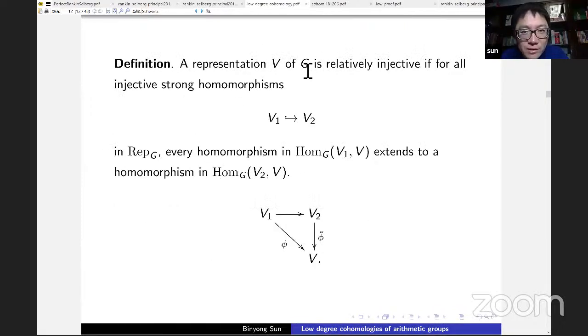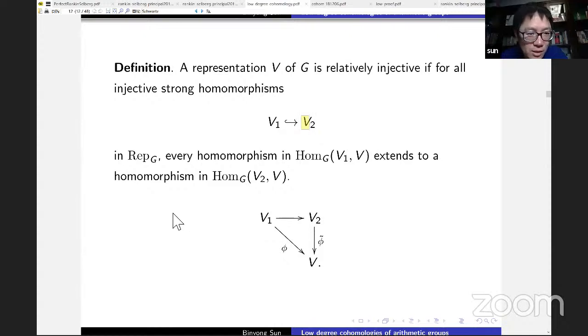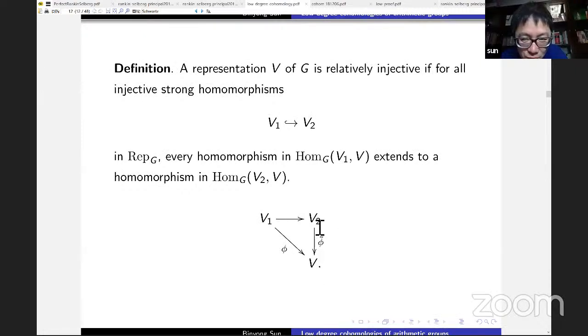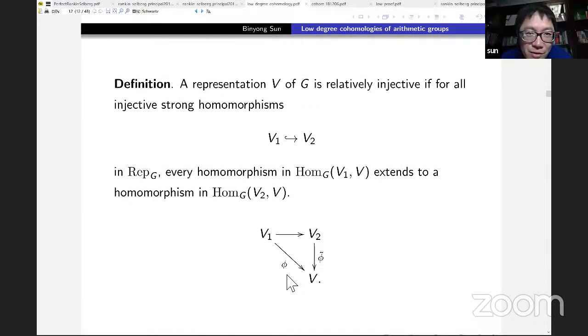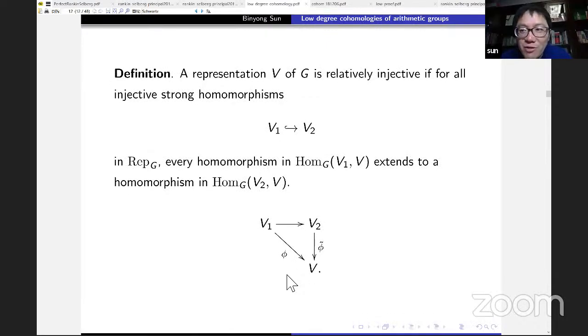A representation V of G is said to be relatively injective if for all injective strong homomorphisms from V1 to V2, every homomorphism from V1 to V extends to a homomorphism from V2 to V in this commutative diagram. This definition is very close to the usual definition of injective objects in an abelian category. The only difference is we require this injective map V1 to V2 to be strong. So we call such a representation relatively injective.